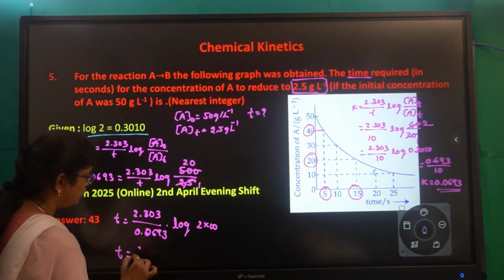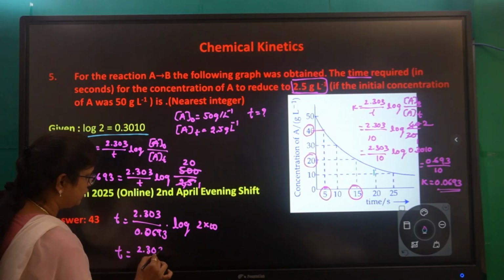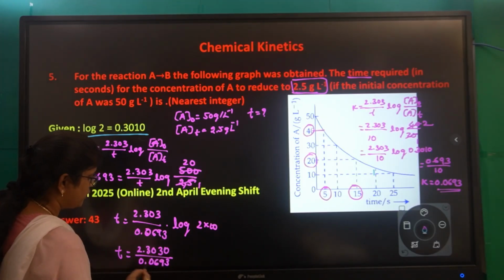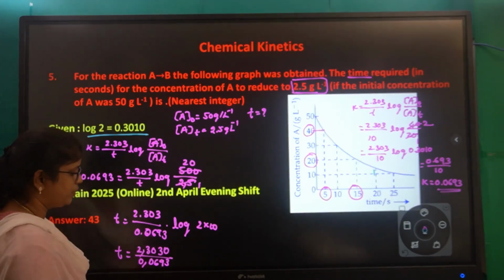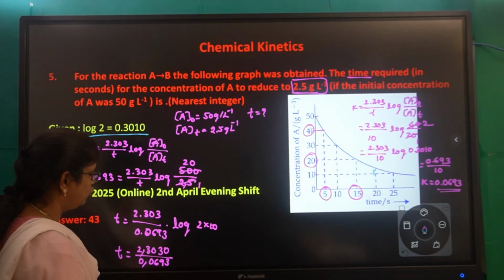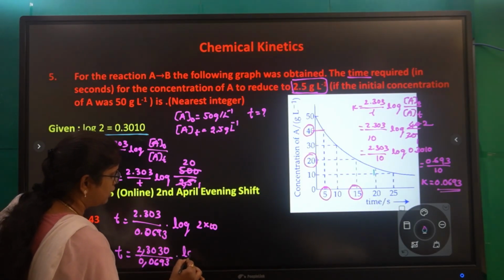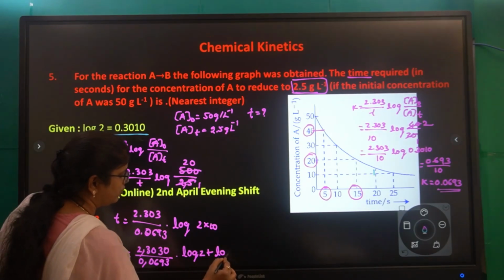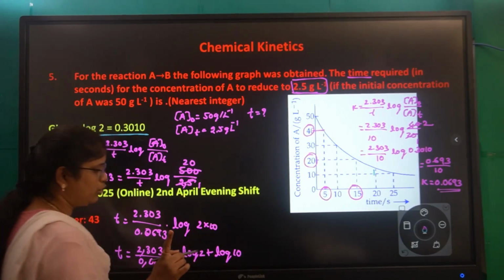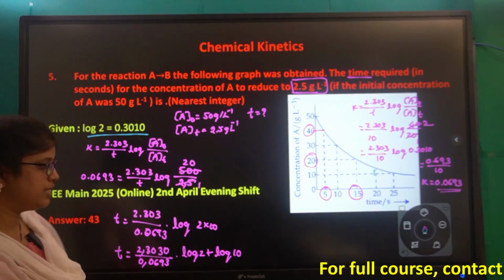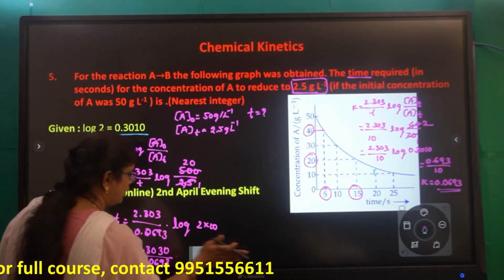T is equals to 2.303 divided by 0.0693. If we place one more 0, these will get cancelled. So 693, 23030 into log 2 plus log 10. So log 10 value is equals to 1. Log 2 is equals to 0.3010, right? Shall I substitute here only?